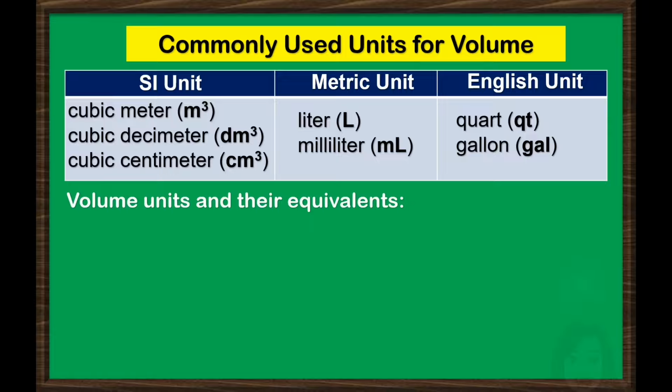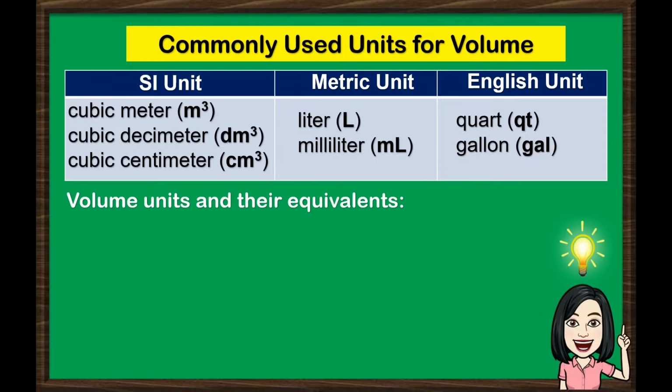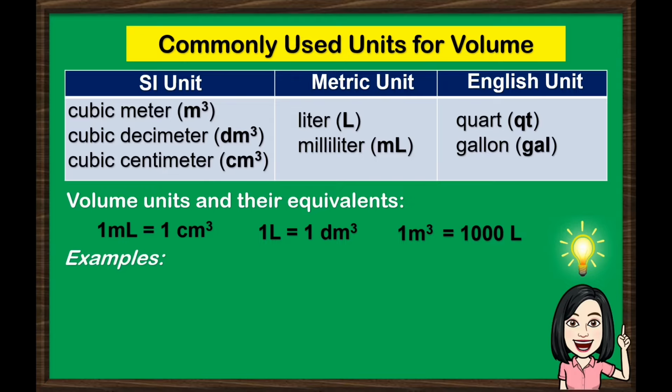Please take note of these volume units and their equivalents. Remember that 1 milliliter is equal to 1 cubic centimeter. 1 liter is equal to 1 cubic decimeter. And 1 cubic meter is equal to 1,000 liters. Here are some examples of conversion of volume units.